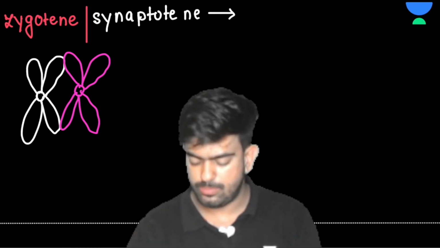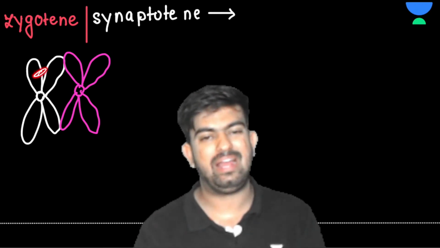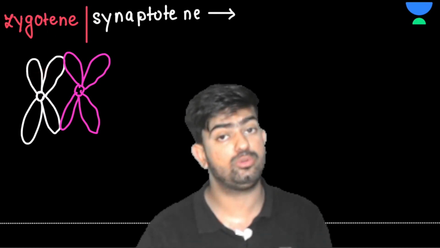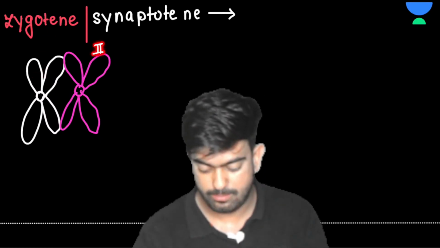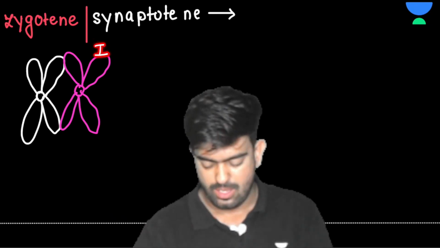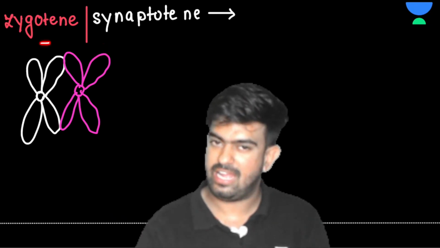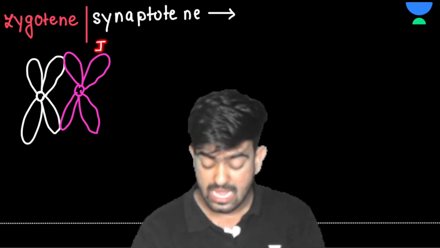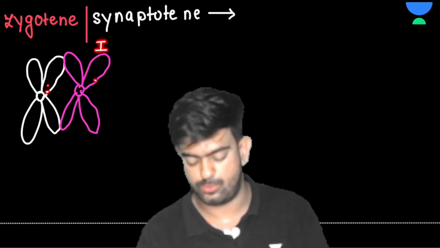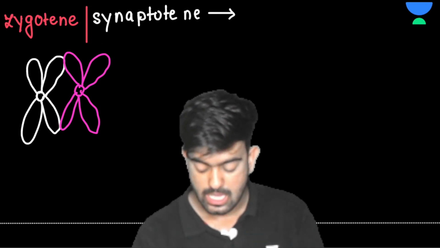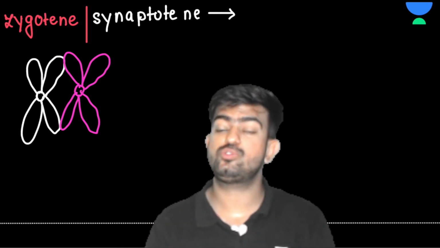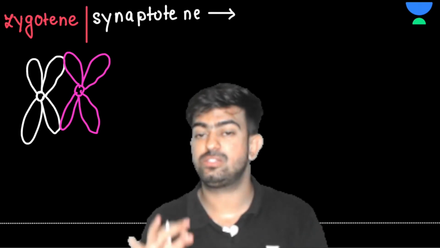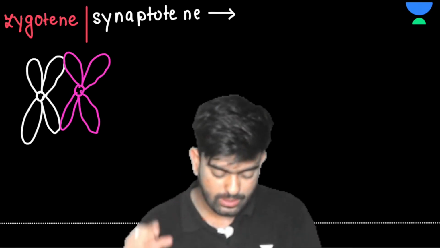Both are chromosome number 1. From Harry we have taken chromosome number 1, and from Julie we have also taken chromosome number 1. This is how they make the homologous chromosome, right? Yes. Now these homologous chromosomes are going to form a complex which is known as the synaptonemal complex.